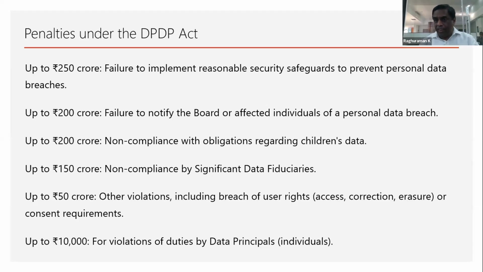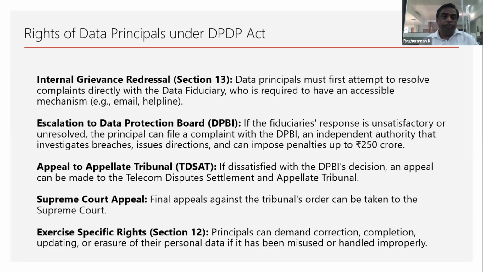But the thing is, big companies, I think this act has a serious target on what they call significant data fiduciaries, which means companies like Amazon, Microsoft, Google, who are holding billions of people's information. For them, we are talking about a penalty of 250 crores, 200 crores. It may not be a big amount for them, but that is what this is meant to be.